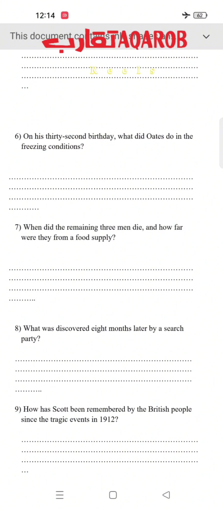And the last question, how has Scott been remembered by the British people since the tragic events in 1912? The answer, Scott has been remembered as a national hero, admired for his bravery by the British people since the tragic events in 1912. This is the end of the lesson.